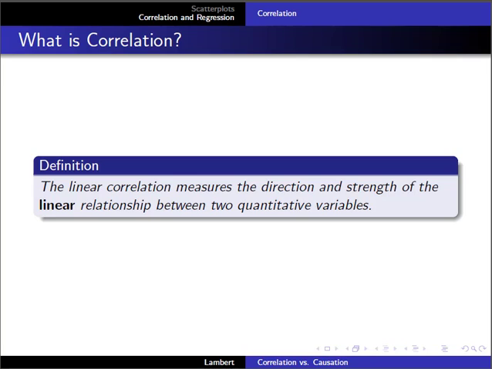So the linear correlation, and we'll just drop this and call it correlation, but in our case, since we're dealing with linear relationships between two quantitative variables, we're talking about linear correlation. So basically what we're looking for is, is there some form of a positive association or a negative association involved with this, along with that linear relationship.